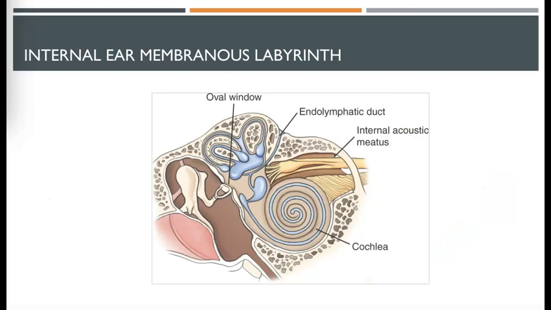The internal ear contains the essential sensory apparatus of both hearing and equilibrium. It lies within the densest portion of the petrous pyramids and can be divided into two main parts. We have the osseous or bony labyrinth, which is then divided into three parts: the cochlea, the vestibule, and the semicircular canals. And then the second part would be the membranous labyrinths.